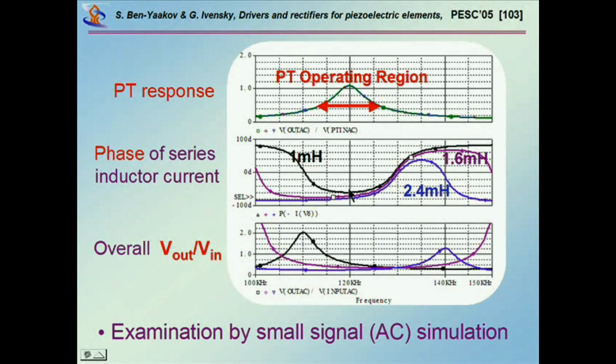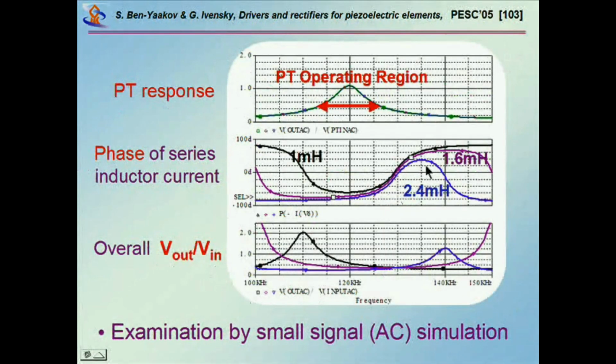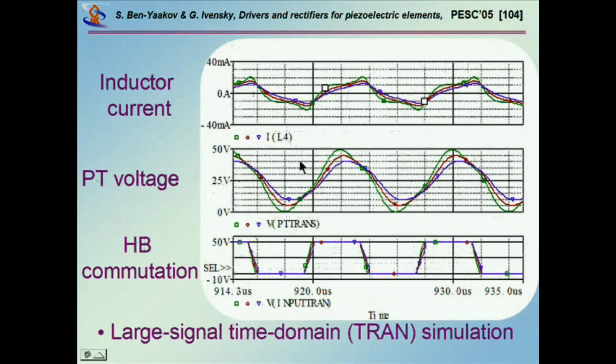This is really something that still awaits a good analytical solution to the problem, to find an elegant way to choose the inductor in an orderly, simple, analytical way. Here are the typical waveforms that you get. This will be the inductor current. This will be the voltage across the piezoelectric transformer. This is for the three inductors that I've mentioned: 2.4, 1.6, and 1 millihenry.